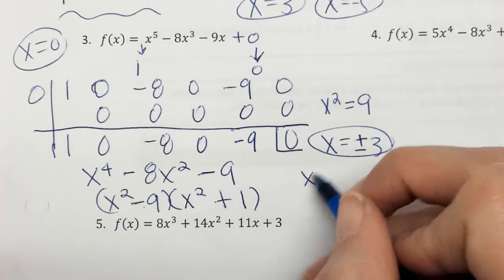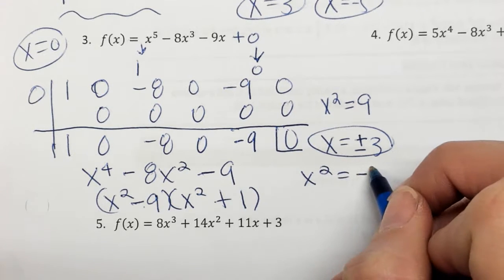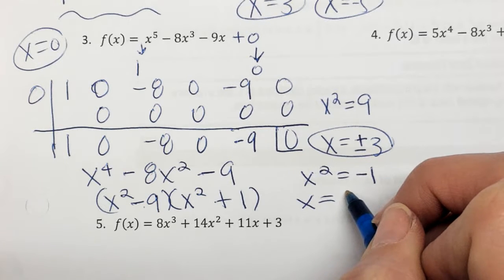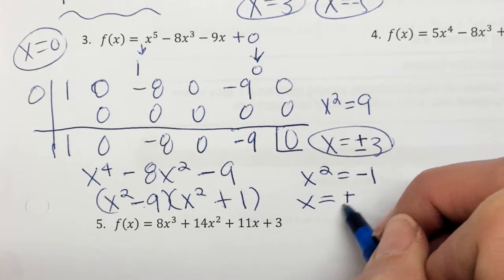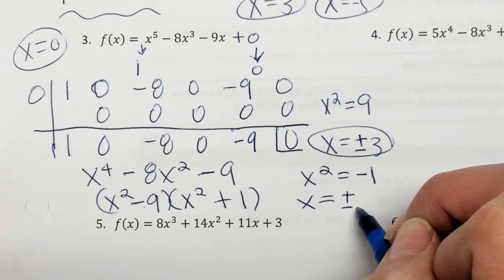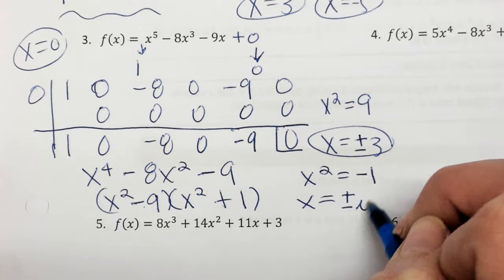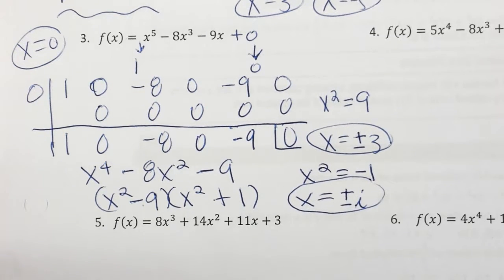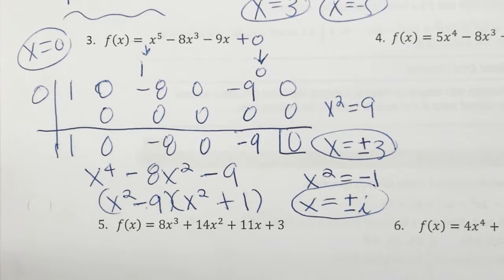And here would be x squared equals negative what? 1. So x equals plus or minus, i square root of 1. What's the square root of 1? 1. Nope, just i. Square root of -1 is i. Or 1i, but you don't have to put the 1.